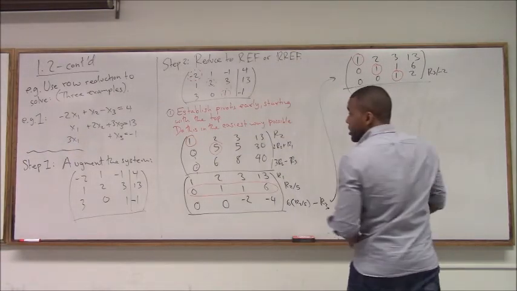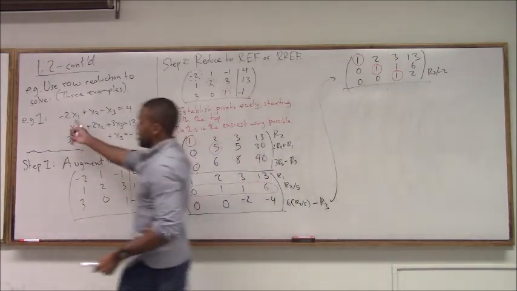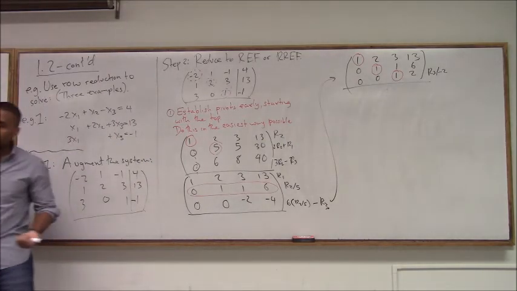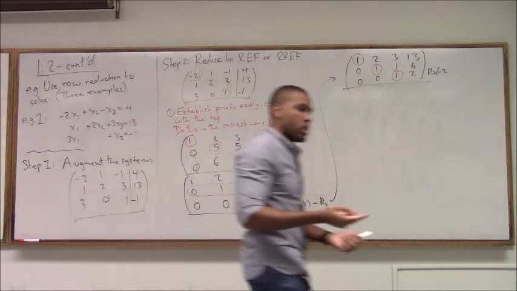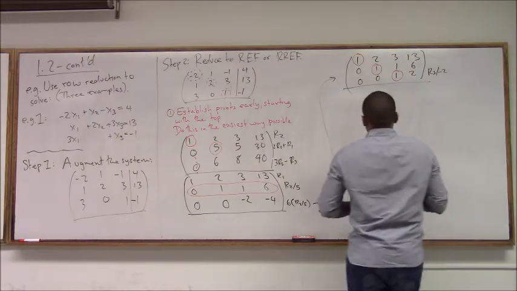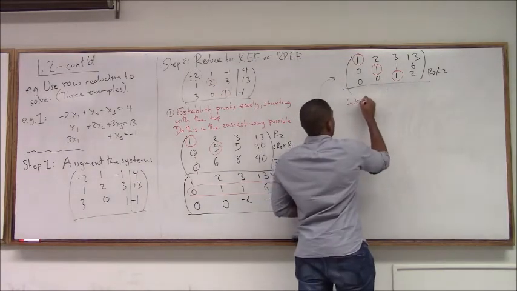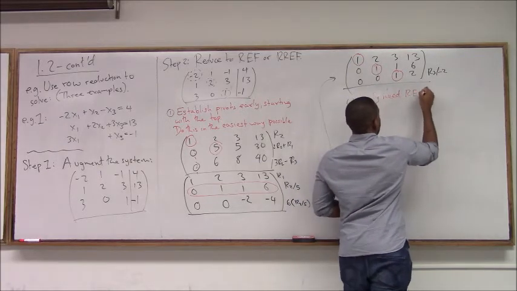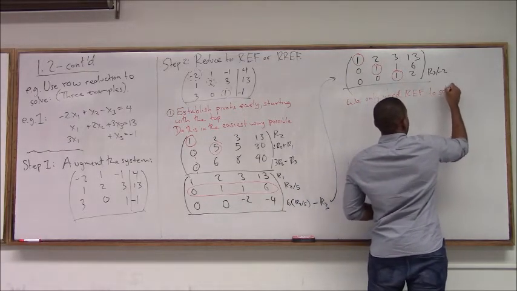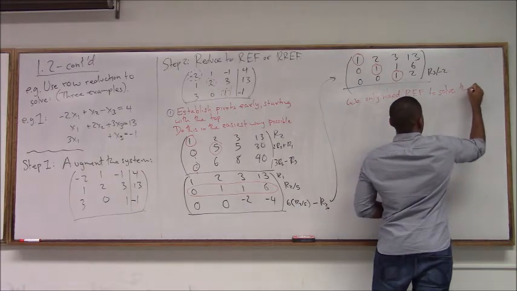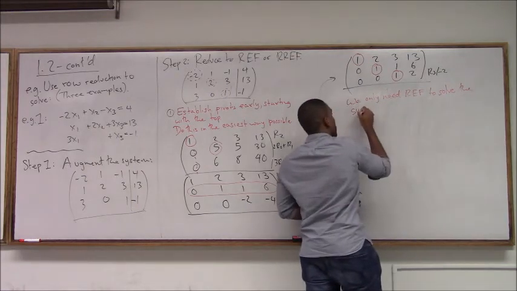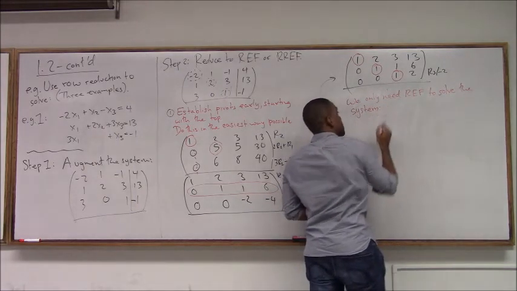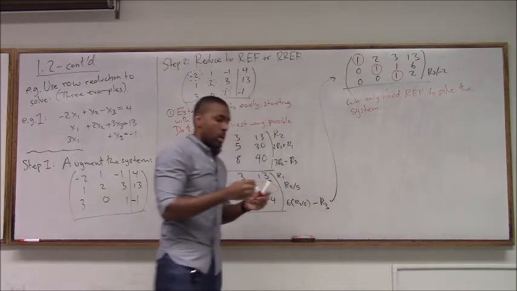Now, the goal here is what? The goal is to actually solve this system, right? So technically I don't have to go to reduced echelon form, I can actually stop here. So we only need REF to solve the system. There are other reasons why I might want to go further, but not to solve the system. So here is where I'd stop.